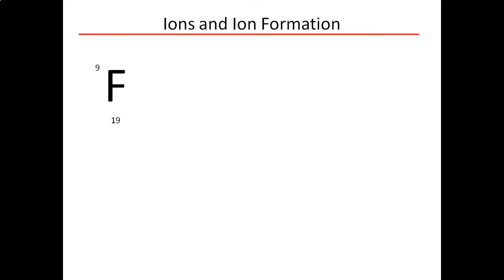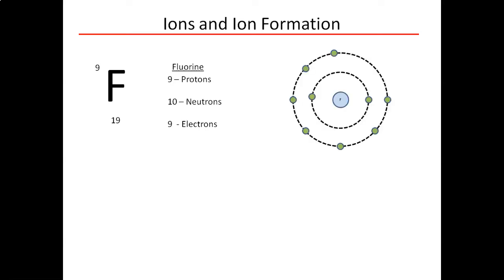So our first example is fluorine, which has an atomic number of 9, which tells us it has 9 protons and 9 electrons. And from its mass number, we can get that we have 10 neutrons. So we can draw our Bohr-Rutherford diagram, and we see that in its outermost orbit, it has 7 electrons. Okay? Now, to get this second energy level or second orbit full, it could gain 1 more electron.